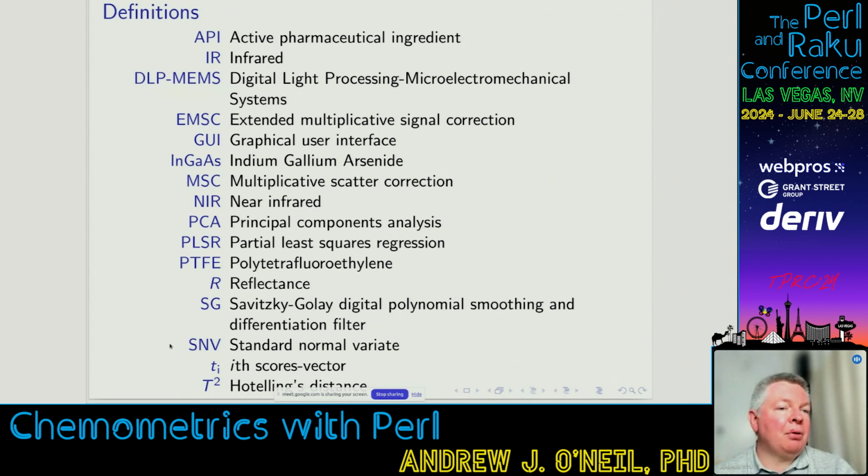SNV, standard normal variate, is another scatter correction algorithm that's used on NIR spectra to remove the effects of scatter. And T-squared is Hotelling distance, and that is the statistic that is used in principal component analysis for measuring the distance between scores. And from that, one can work out whether something belongs to a given class or cluster based on that multivariate distance. It's the multivariate equivalent to the t-test.